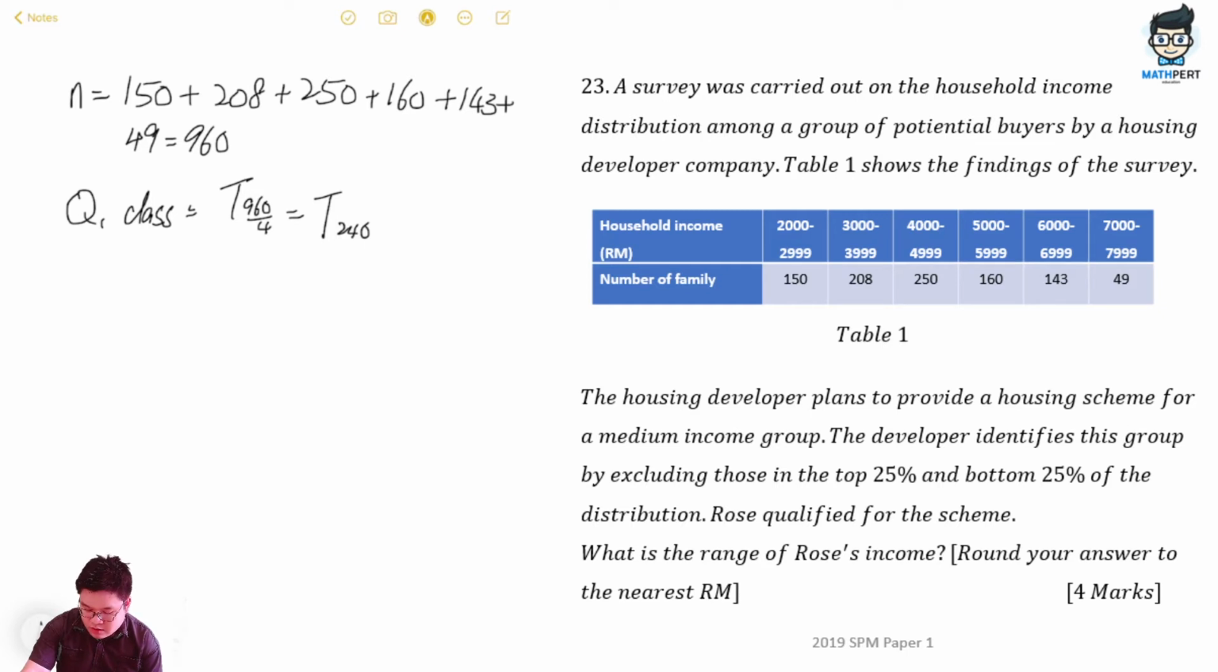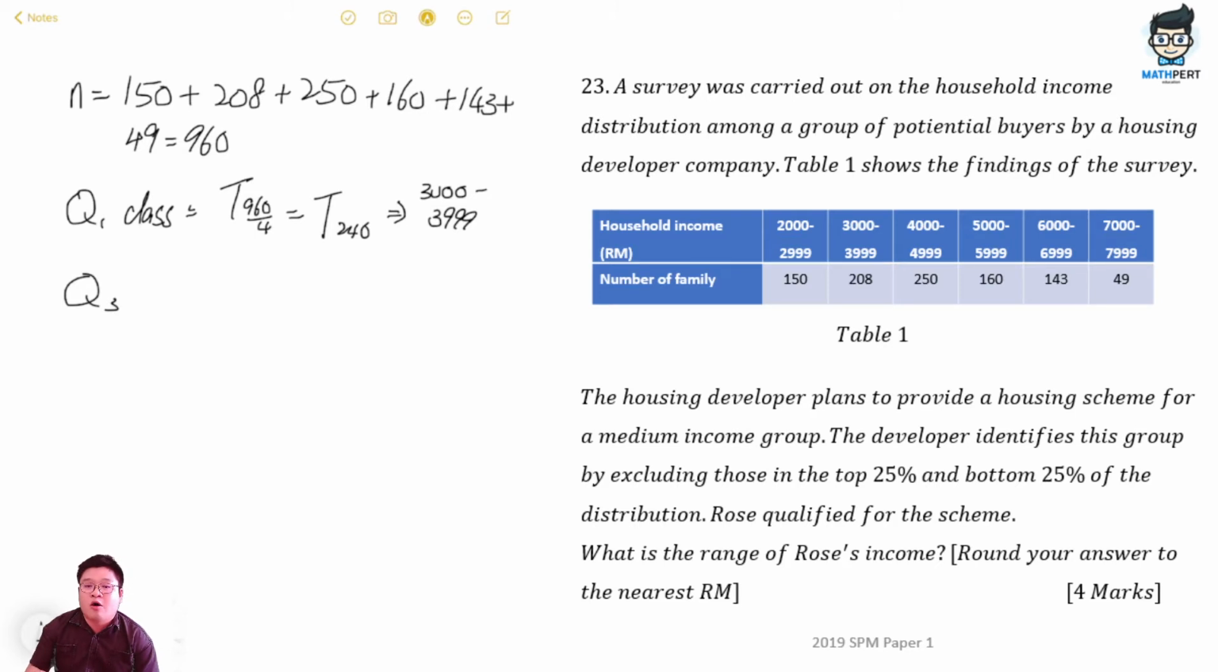So the 240th term is somewhere around here. Okay, the household income is 3000 to 3999. So it is 3000 to 3999.